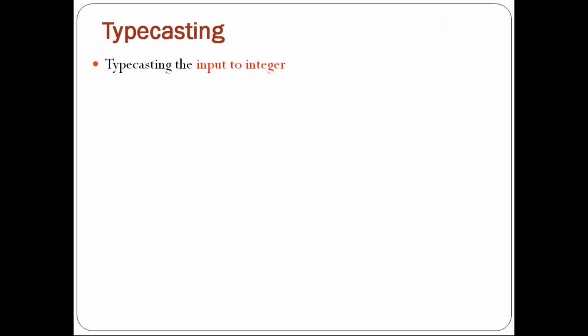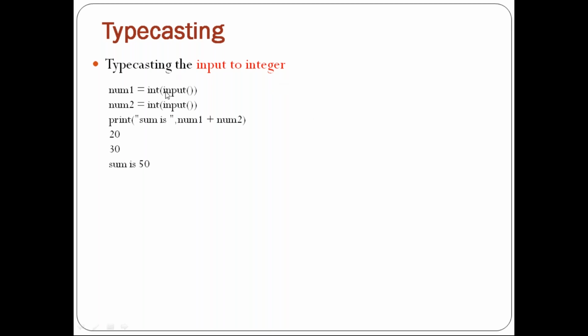Next one is: Python treats everything as a string object. Whatever input is given by you will be treated as a string. So we need some mechanism to do the necessary conversion from string to integer, from string to float, from string to complex number. For that we will be using some typecasting approaches.